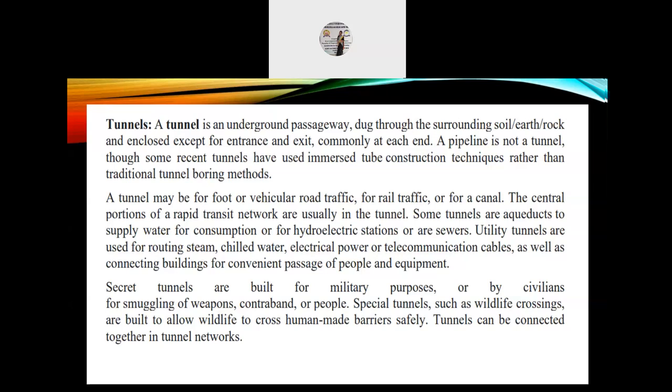Secret tunnels are built for military purposes or by civilians for smuggling of weapons, contraband, or people. Special tunnels such as wildlife crossings are built to allow wildlife to cross human-made barriers safely. Tunnels can be connected together in tunnel networks.